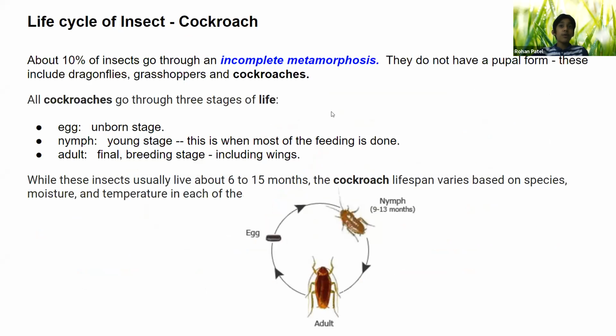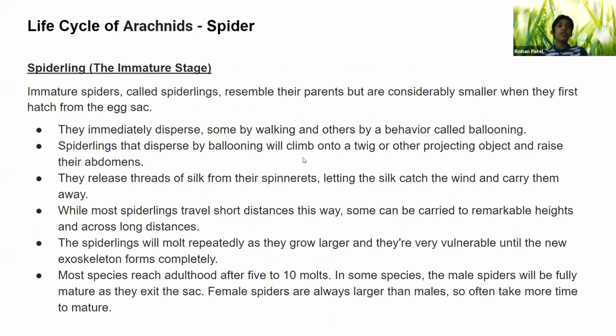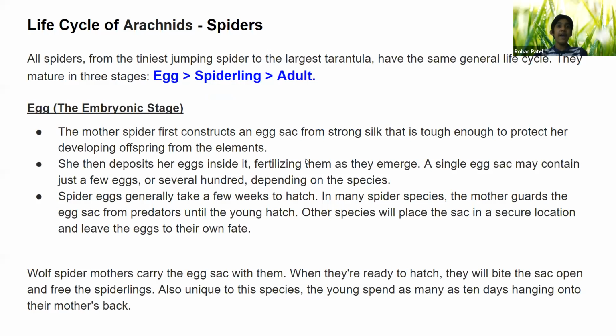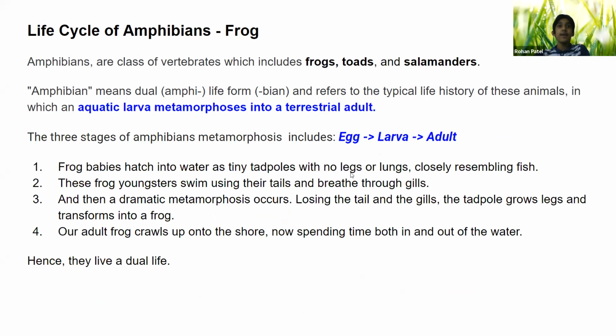In cockroaches, all cockroaches go through 3 stages of life: the egg, nymph, and adult. In the spider, we have the egg, spiderling, and adult. The spiderling is the immature stage. The egg is the embryonic stage. The adult is the mature stage, and tarantulas usually have long lifespans.